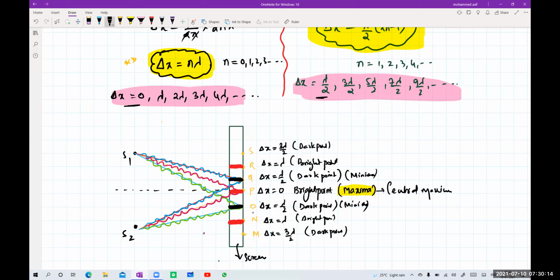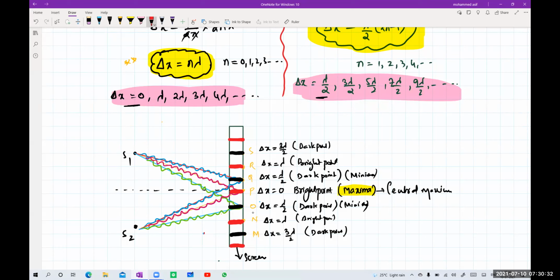So alternately, bright and dark bands will be formed like this. This will be a bright band and this will be a bright band. Again, there will be a dark band right now here. Alternately, dark and bright: white and dark, bright point, dark point, white point, dark points will be forming.